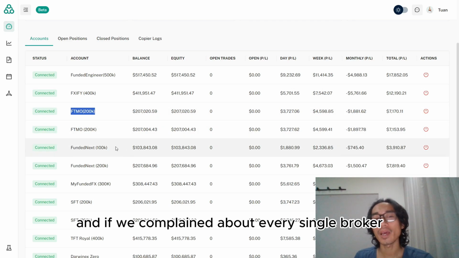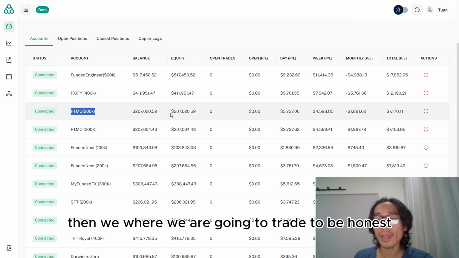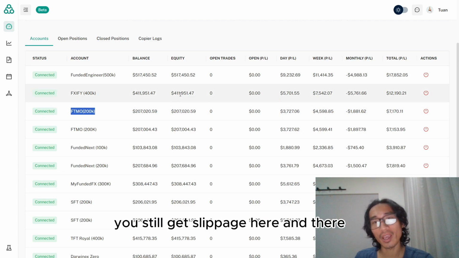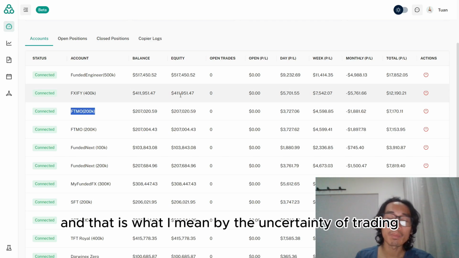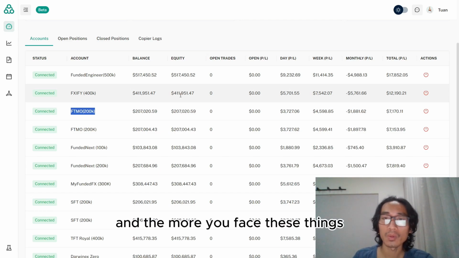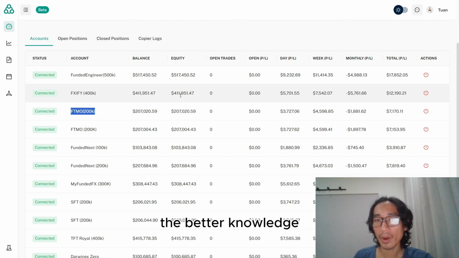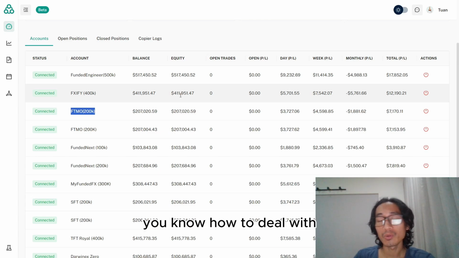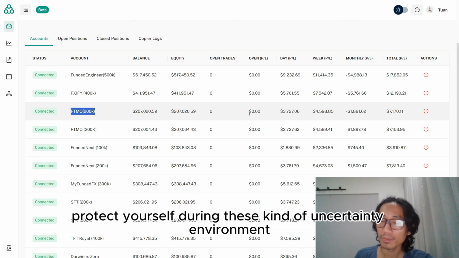And if we complain about every single broker, every single prop firm, then where are we going to trade, to be honest? Even on a regulated broker, you still get slippage here and there. You still get different types of issues, and that is what I mean by the uncertainty of trading. And the more you face it, the more you see it, the better experience and knowledge you have to prepare yourself, so that you know how to deal with each problem in a way that you can protect yourself in this kind of uncertain environment.